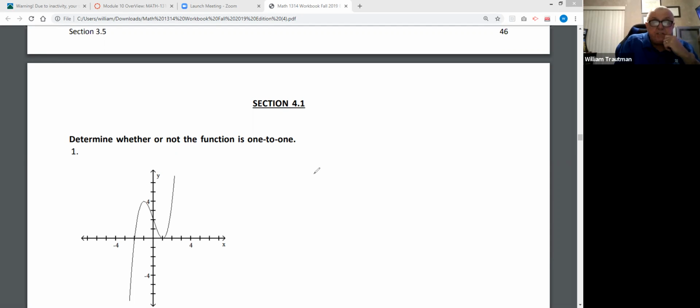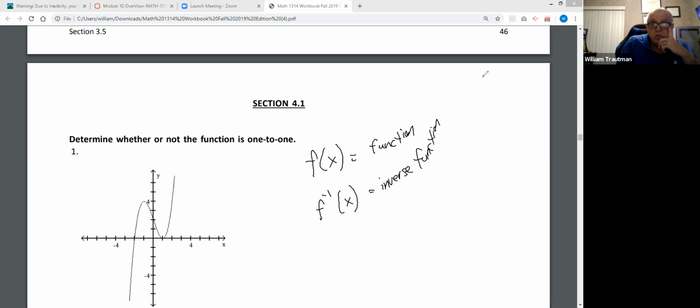And when we write a function, it looks like this, and then whatever the function is. So this is a function. An inverse function looks a little different. It has a -1 power on the f. So we call that an inverse function.